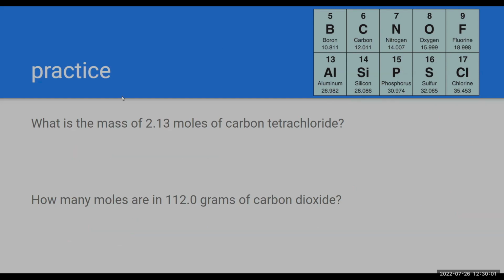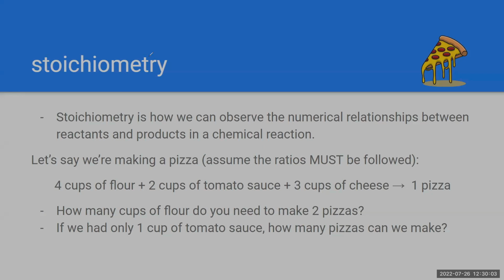All right, so the next or second part of this workshop is basically covering stoichiometry. Stoichiometry is how we can observe the numerical relationships between our reactants and products when we look at a chemical reaction. Let's say we're making a pizza and assume that we have to follow the ratios. The ratios for the recipe of this pizza is 4 cups of flour and 2 cups of tomato sauce and 3 cups of cheese will get you 1 pizza.